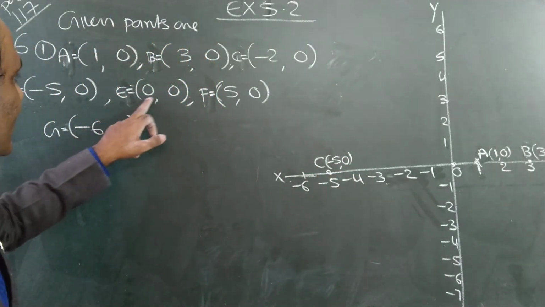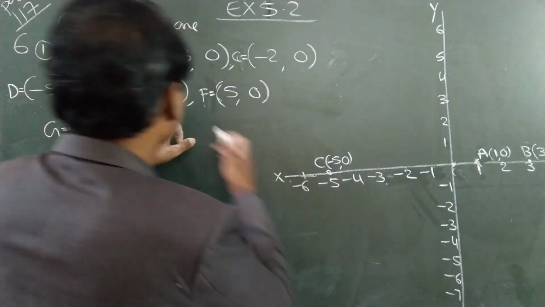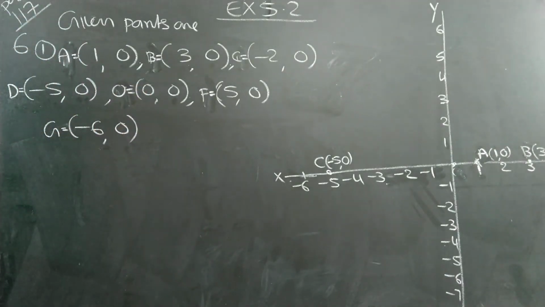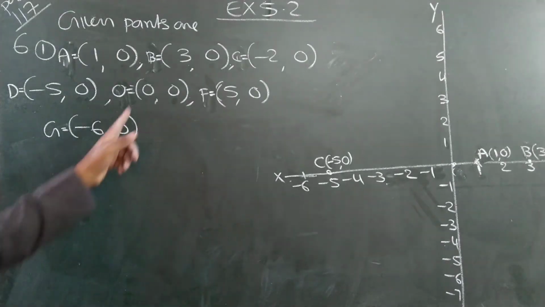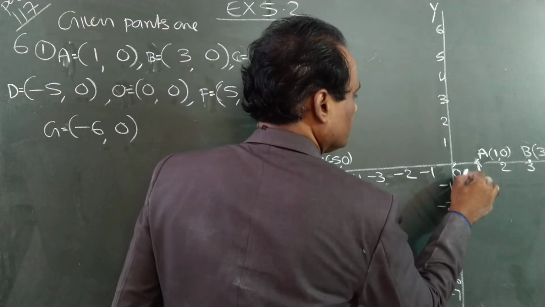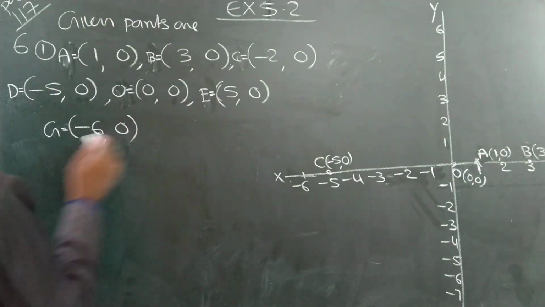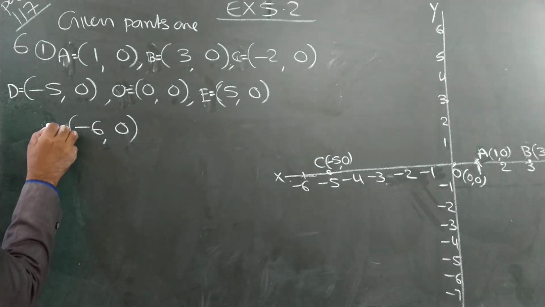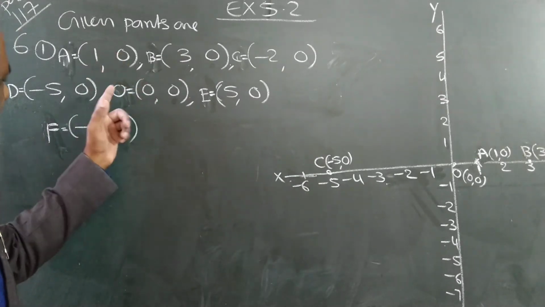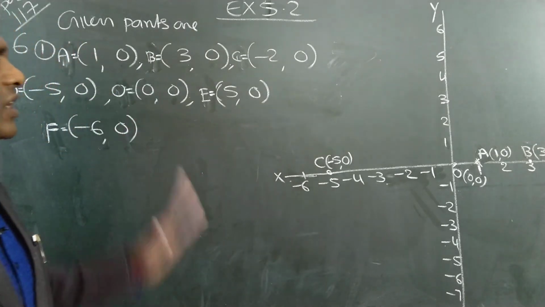Next, 0, 0. Actually it is the origin, denoted by O. Always the point 0, 0 is O only. Don't use another symbol, to avoid confusion. Whenever the origin is there, it is denoted by O. Origin is O. That's all.